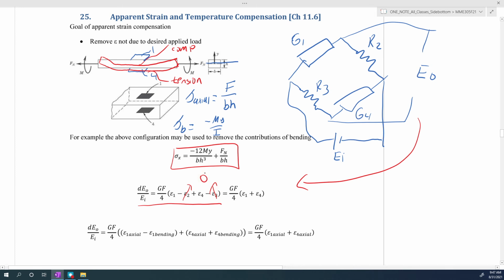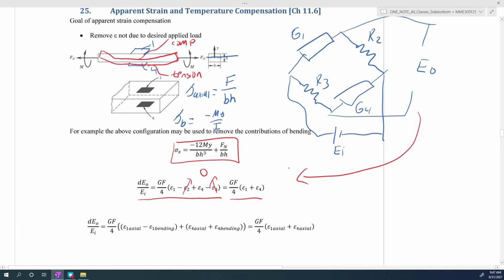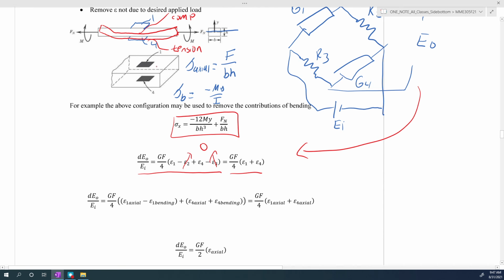Now, if we substitute in our strain due to axial loading and our strain due to bending loading, since the bending on the top of the beam is going to cause a compressive strain, while the bottom of the beam is going to cause an equal and opposite positive, or tensile, strain, these two are going to cancel each other out. We're left with just the strain due to the two axial loads. The axial strain on the top and the bottom will be the same, so we can simplify them to just be equal to the axial strain here.